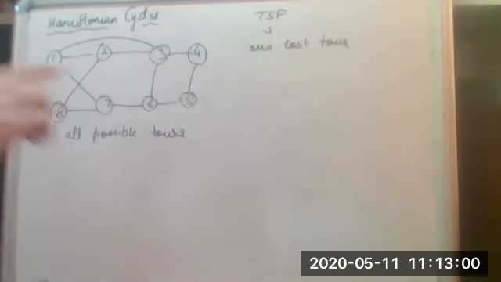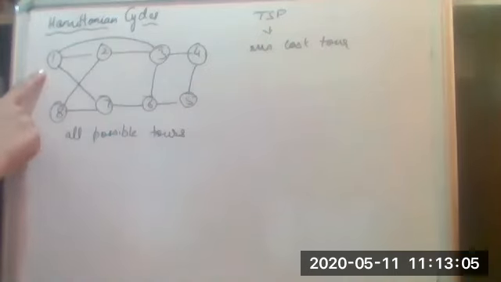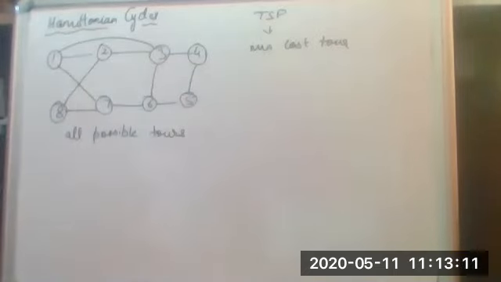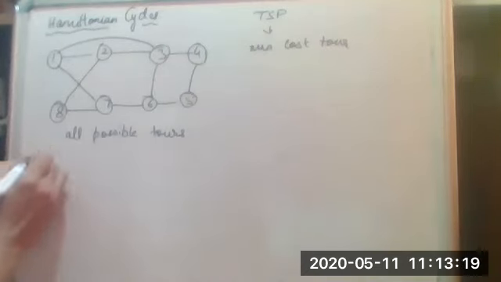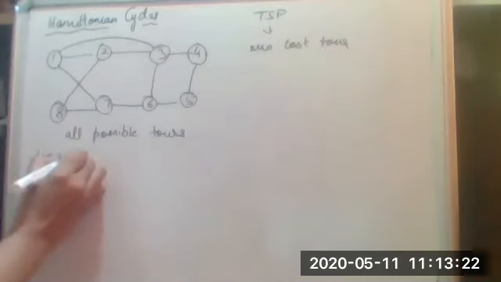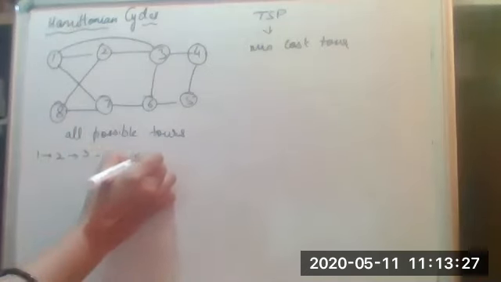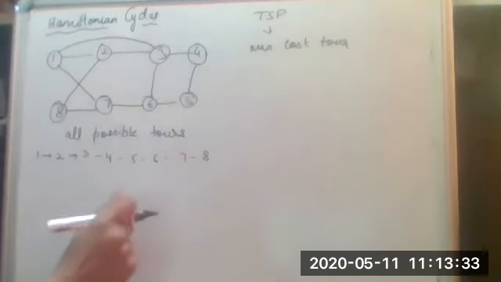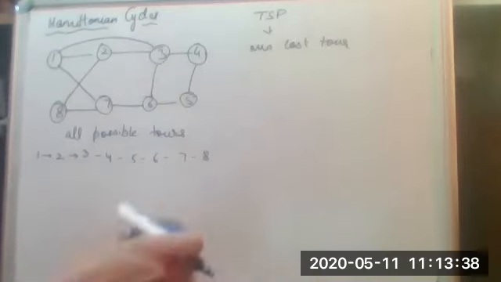And when we talk about a tour, we start from a particular source vertex, cover each of the other vertices exactly once, and return back to the source vertex. So in this case, let's say the source vertex is 1. I start from 1, move to 2, then to, let's say, 3, then to 4, 5, 6, 7, and 8. Can I move back to 1? No. So this is not a tour that I can choose.